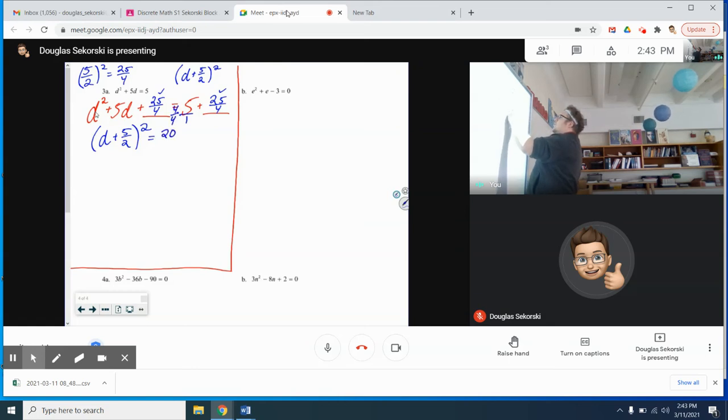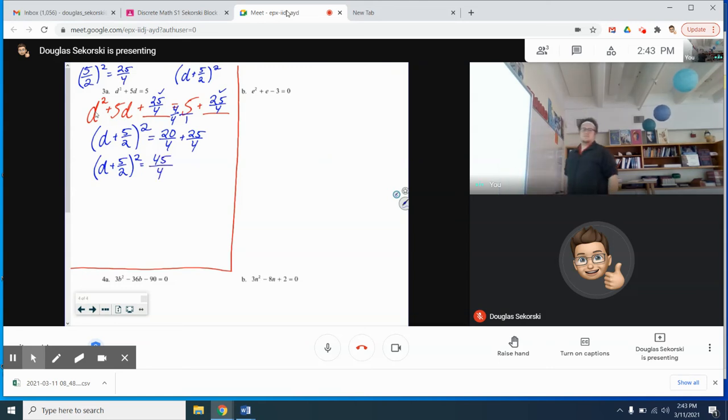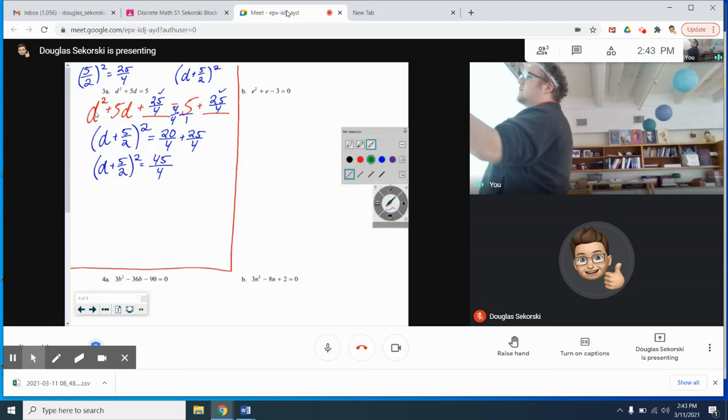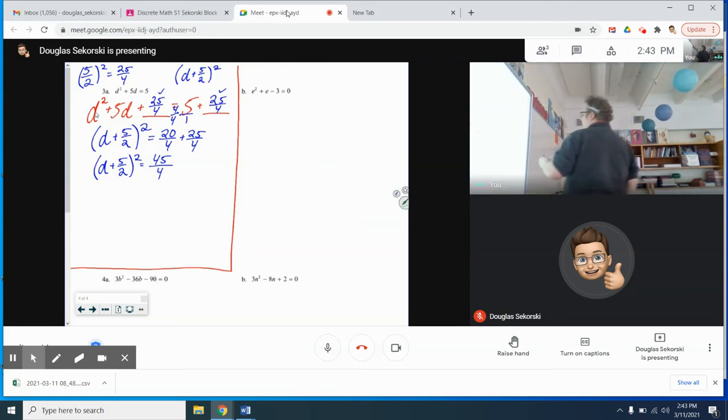So this is really 20 over 4 plus 25 over 4. So on the next rewrite, I'll combine those two fractions that now have a common denominator. There you go, okay. And we have officially written it as a binomial squared equal to a number.